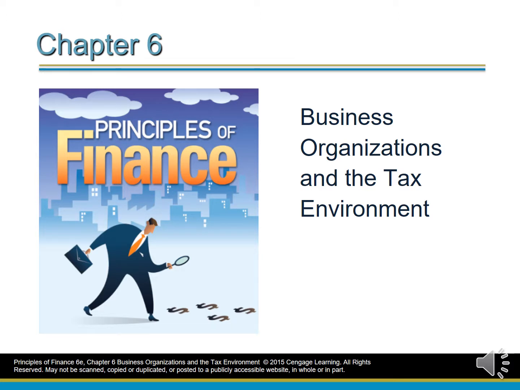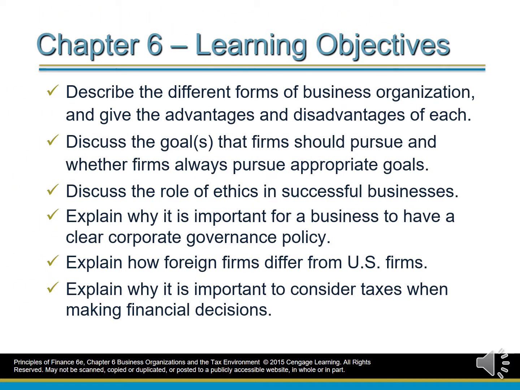Chapter 6: Business Organizations and the Tax Environment. Learning Objectives. Describe the different forms of business organization and give the advantages and disadvantages of each.